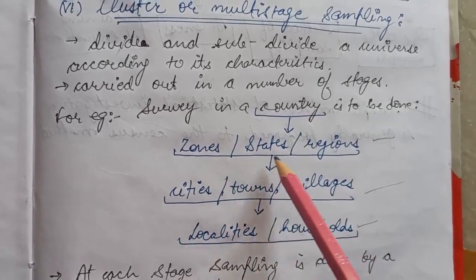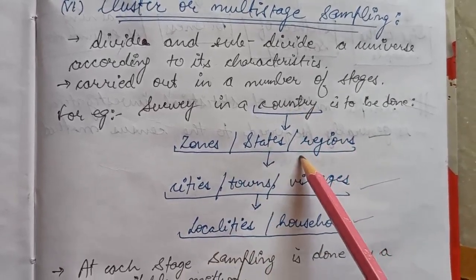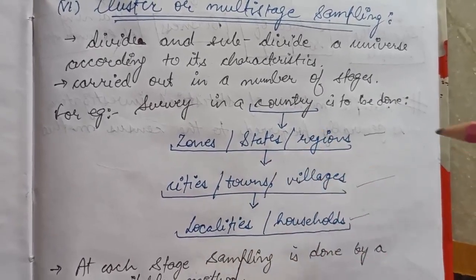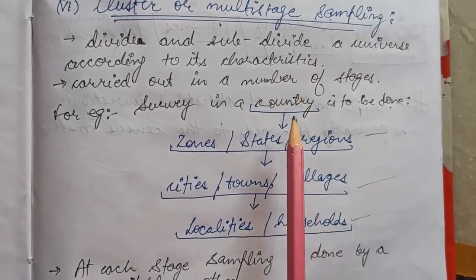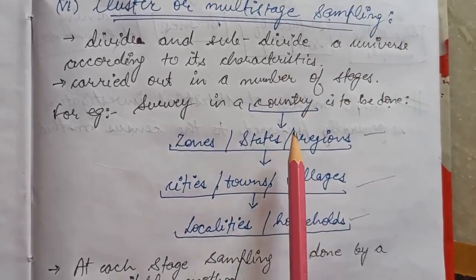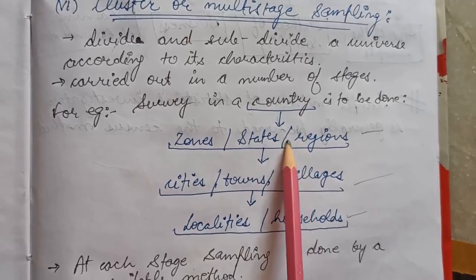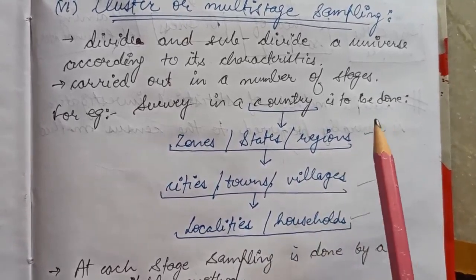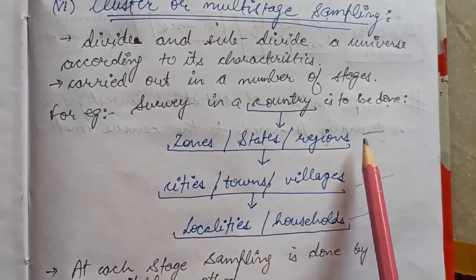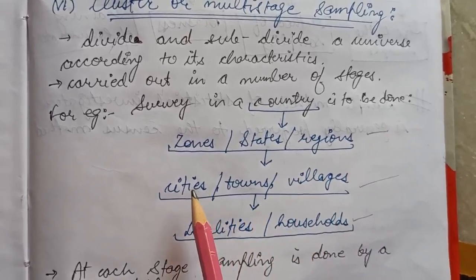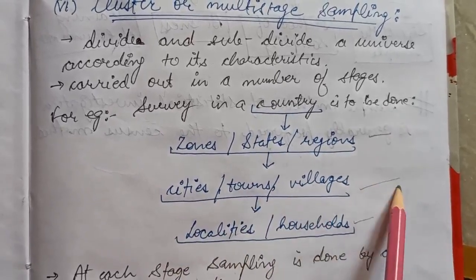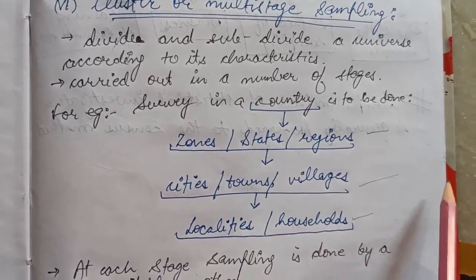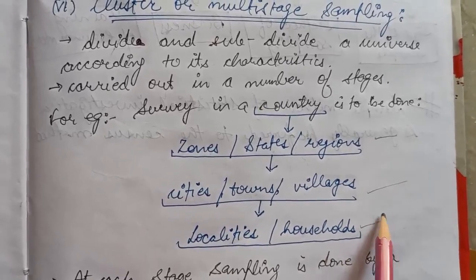These are the clusters in which the country has been divided, and then the samples will be taken out from these clusters. For example, in India, the country is divided into various states. So 4 or 5 states will be taken out as the sample. Then from those states, the samples will be taken out. After that, from certain cities, towns or villages, the samples will be taken out. Then further some households will be taken as the samples. So like this, the sampling will be done and the conclusions will be based on these samples.